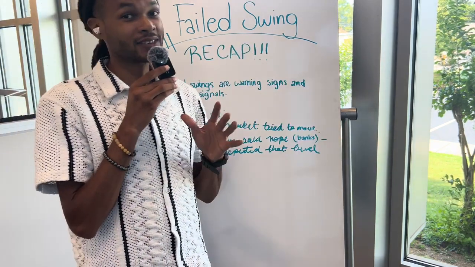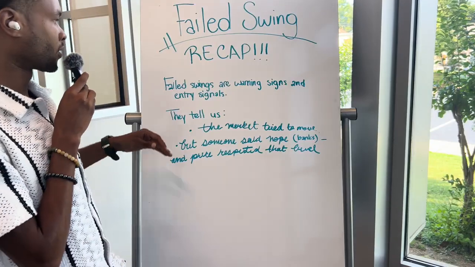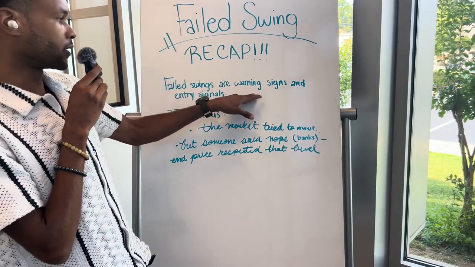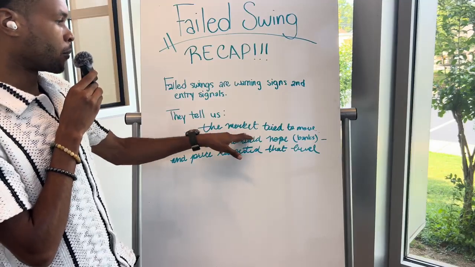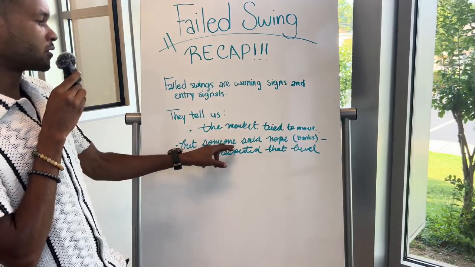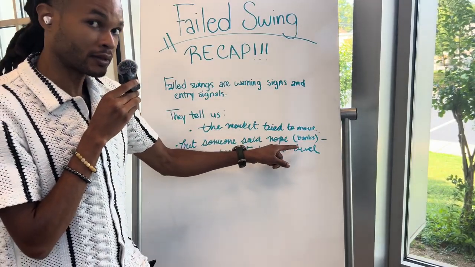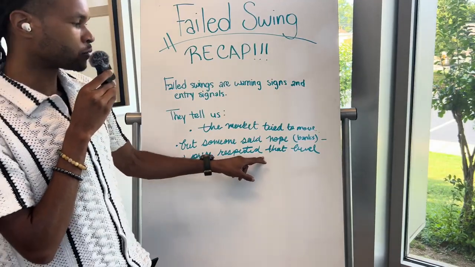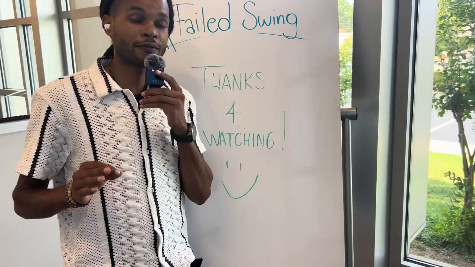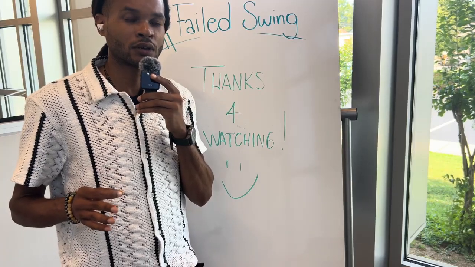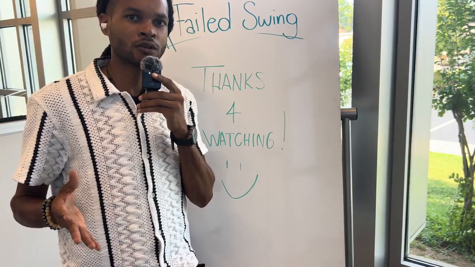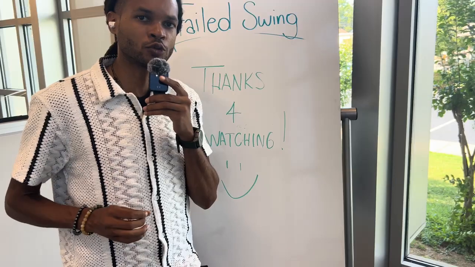So let's recap and tie it all in together. Failed swings are warning signs and entry signals. They tell us that the market tried to move, but someone said nope, the banks, and price respected that level. Train your eye for these and you'll start moving like the institutions. Not chasing breakouts, but reading the story between the lines.